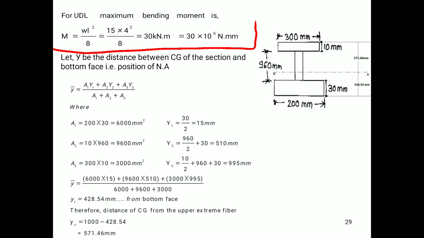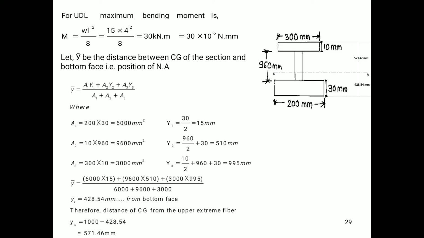Remember that for the maximum bending moment for a simply supported beam when it is subjected to UDL, this value of maximum bending moment is WL square by 8. We have to remember this formula because we have already discussed the concept of bending moment and shear force in the second unit.